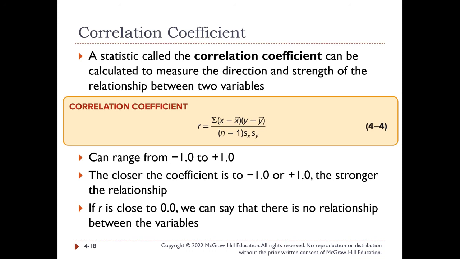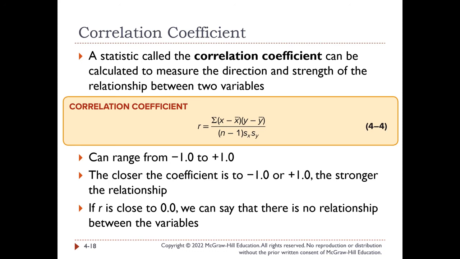First off, we're going to have the range. Basically, r can range from -1 to +1. Again, the closer the coefficient is to -1 or +1, the stronger the relationship. If r is close to 0, we can say that there is no relationship between the variables.